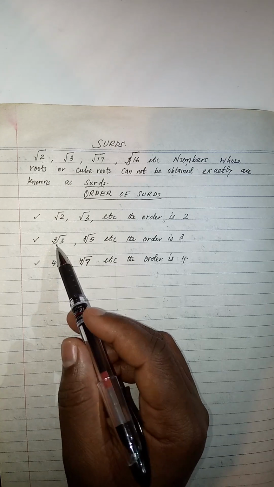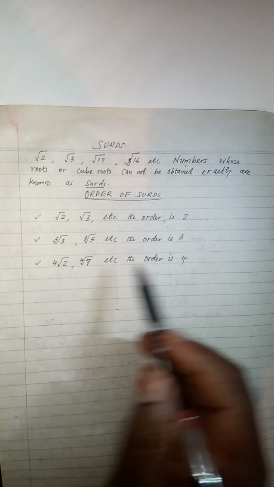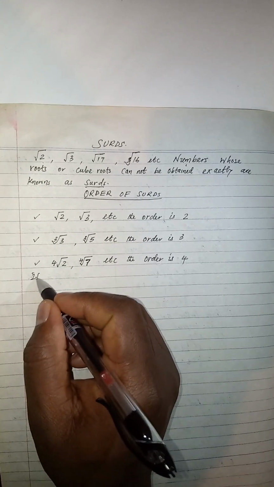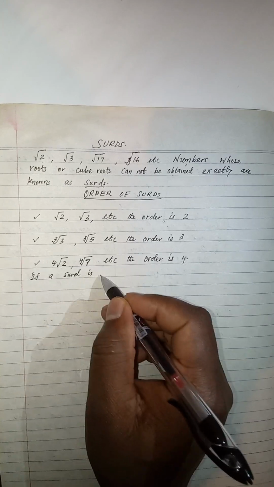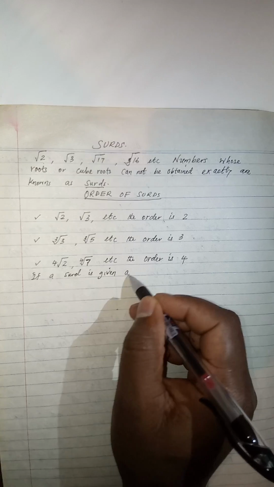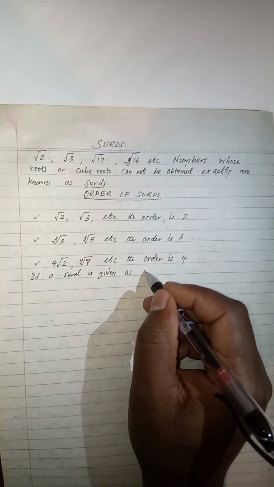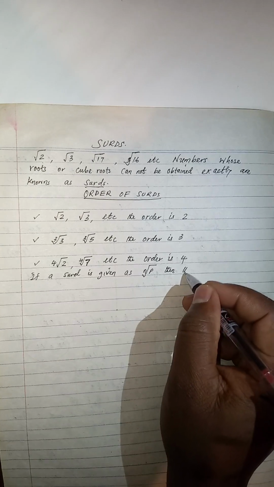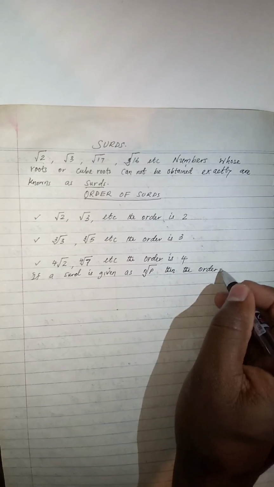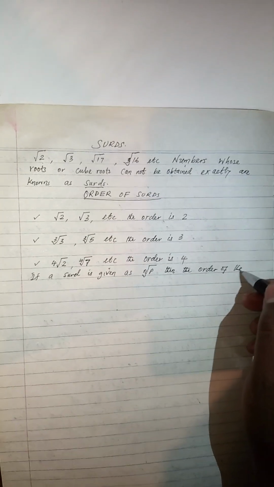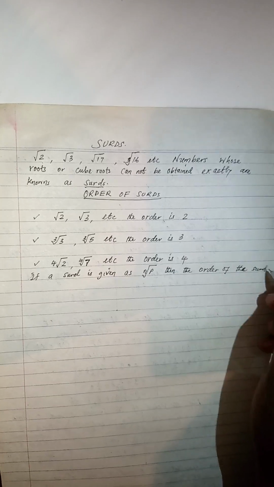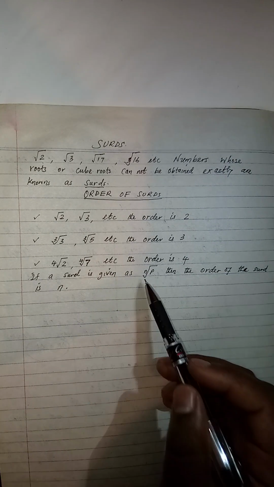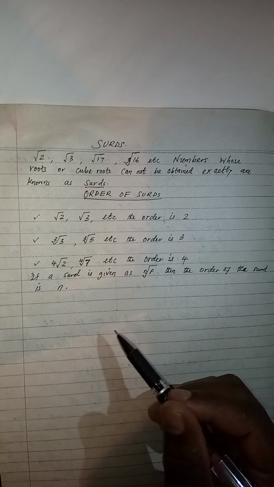So the order is obtained from the nth root of a given surd. We can generalize and say that if a surd is given as the nth root of p, then the order of the surd is n. That is the general rule: the order of this surd is given by the nth root.